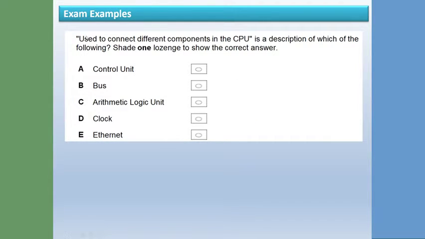Another question here. Used to connect different components in the CPU. Well, we know the control unit is part of the CPU. We know the ALU is part of the CPU. Ethernet is to do with networking, so that's not going to be anything to do with the CPU. And the clock, which we'll talk about shortly, is to do with how many fetch execute cycles happen per second in that CPU. So by process of elimination, it has to be bus.